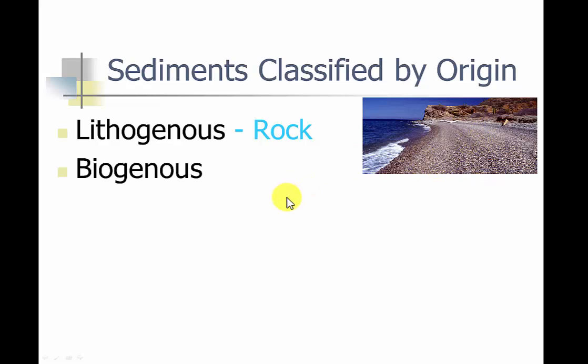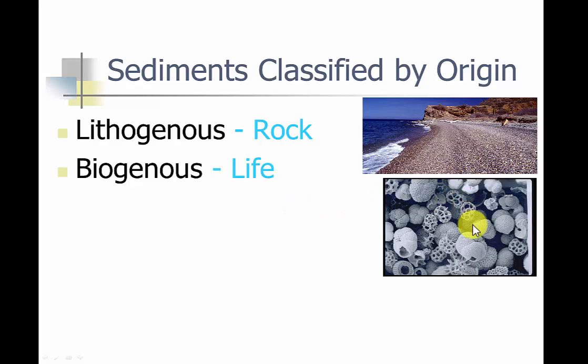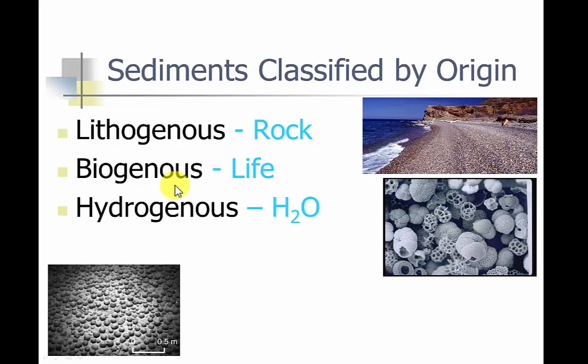Biogenous means life, and that's going to be coming primarily from skeletons of critters, whether it's calcium carbonate or siliceous. It doesn't matter. It comes from life. We have hydrogenous, which means it comes out of water. These are things like manganese nodules or gypsum or halite deposits, but basically they're coming out of water. They precipitate or fall out of water.